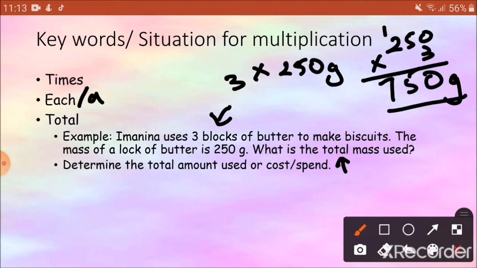Sometimes in multiplication they will ask you to determine the total amount used, or the total amount cost or spent. Normally this is for money, but I just show you the example. Please be very careful when you look at the questions. Don't just simply see total and then simply add 250 and 3. Please read the questions carefully.